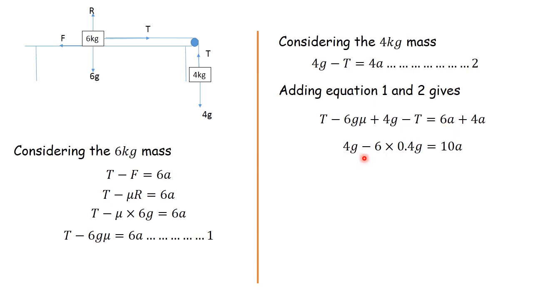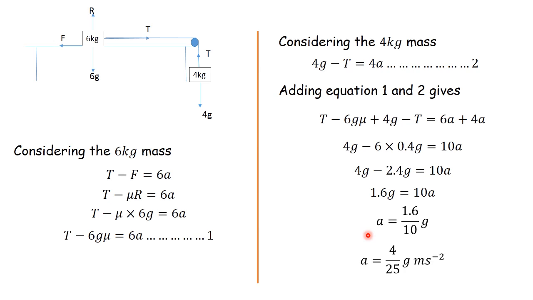So finally we shall have 4g minus 6 times the value of mu, which was 0.4, times g, is equal to 10a. So 6 times 0.4 gives us 2.4. So 4g minus 2.4g is equal to 10a, and 4 minus 2.4 gives us 1.6. So we shall have 1.6g is equal to 10a. Dividing by 10, we shall have a as 1.6 over 10 g, which we can write as 4 over 25 g meters per second squared. So that will be our acceleration.